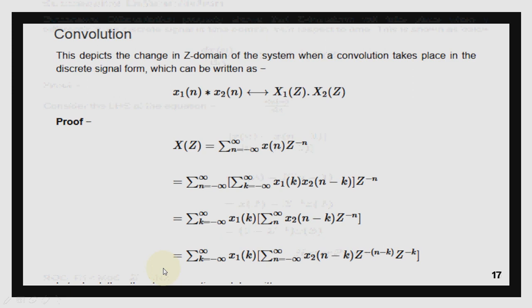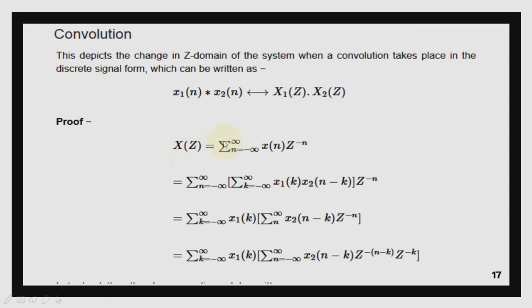Convolution. This is nothing but the change in the z domain of the system when convolution takes place in the discrete time signal, which can be written as a multiplication of the z transformed signals. So x1 of n convolved with x2 of n, its convolution becomes the multiplication of the z domain signals, that is x1 of z into x2 of z. So let us prove this property.